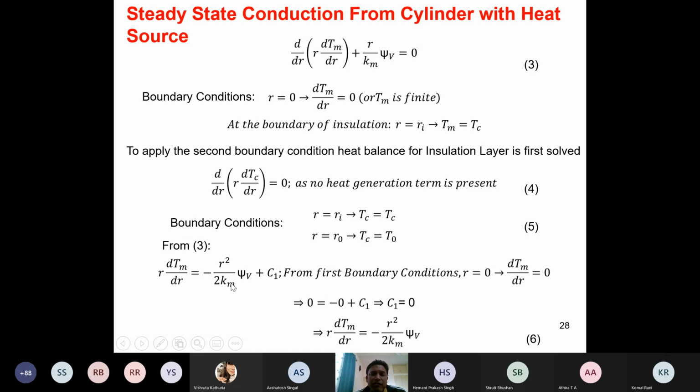So now let us apply the first boundary condition. You remember the first boundary condition, that is dTm by dr equals 0 at R equals 0. This boundary condition we can directly apply here. So the left hand side of this equation becomes 0, again R is 0 at the center. So C1 becomes 0, and what we get is R dTm by dr equals minus R square divided by 2 km psi v, isn't it? So that means the constant C1 is 0. So from equation number 3, what we get is R dTm by dr equals minus R square by 2 km into psi v, as shown in equation number 6.